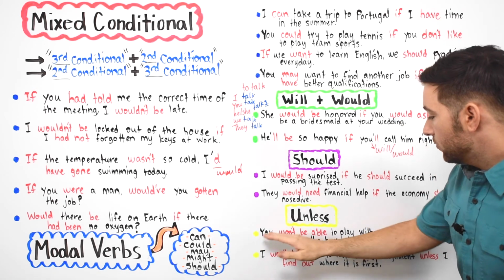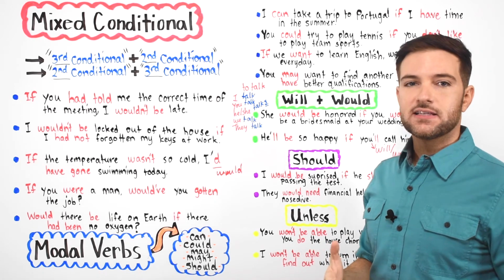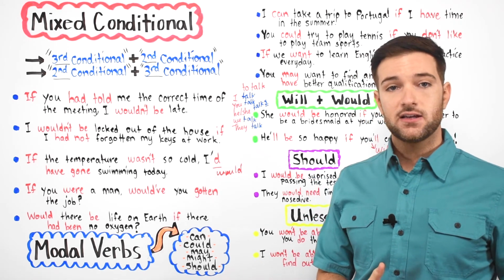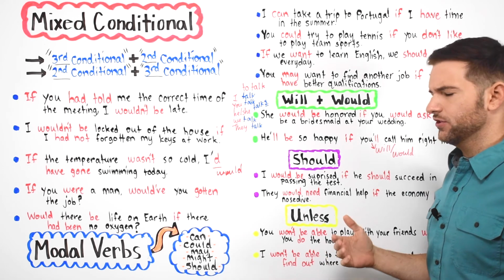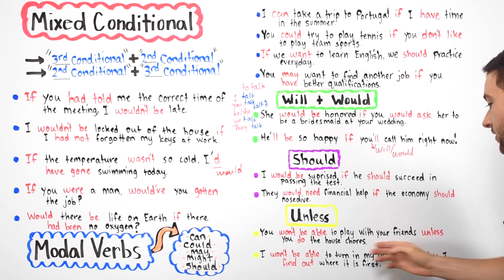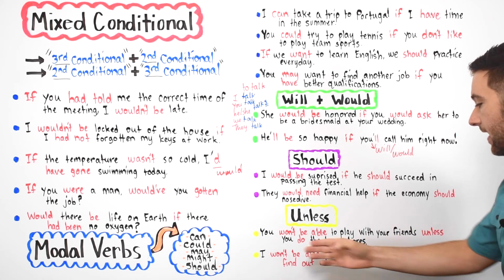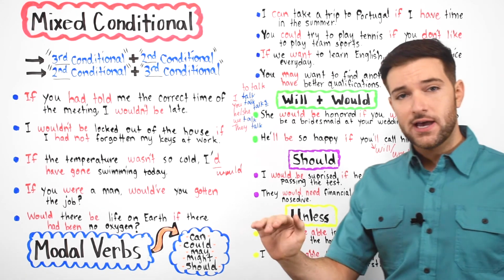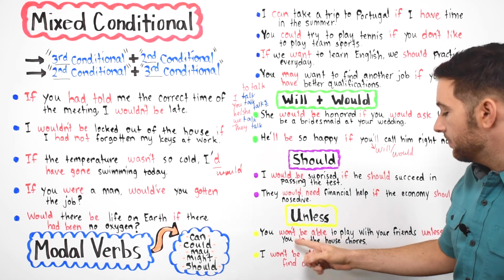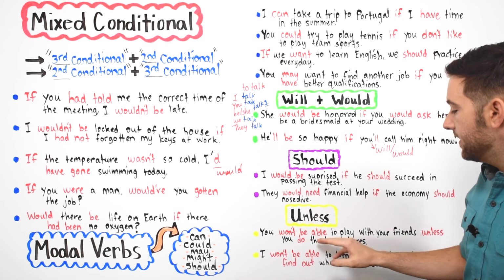And finally, guys, let's look at the word unless. Unless is kind of like saying if not in English. So if not, right? That's kind of like unless. You'll understand soon. Watch. You won't be able to play with your friends unless you do the house chores. It's a condition. The condition is that you must do the house chores. If you do not do the house chores, guys, you won't be able to play with your friends.